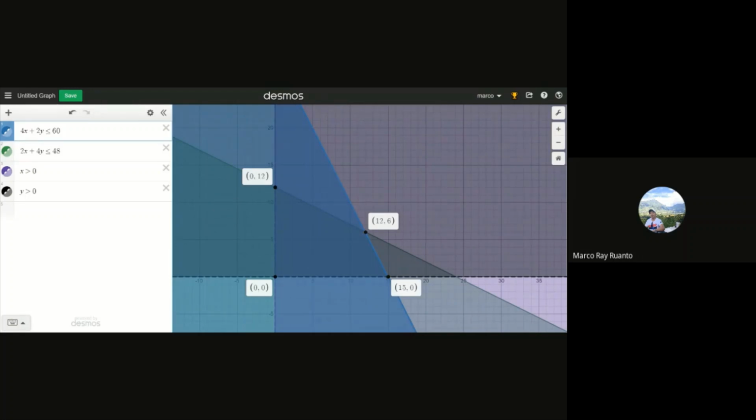And these are the corner points: (0, 0), (0, 12), (12, 6), and (15, 0). So our optimal solution is among these four. By trial and error, among these four corner points, just simply substitute the values of x and y and determine which would contribute to the maximum profit. All you have to do is substitute each of these corner points and determine which of these four would contribute to the maximum profit.